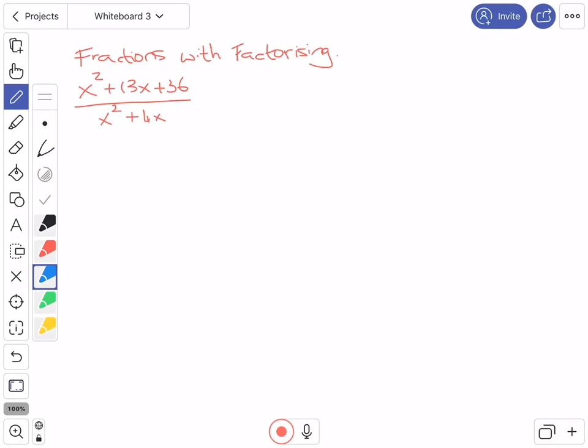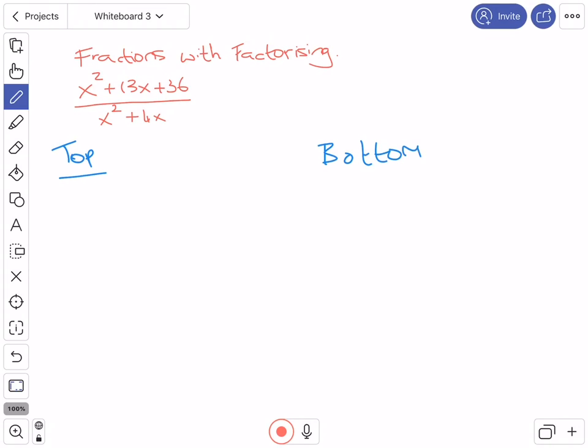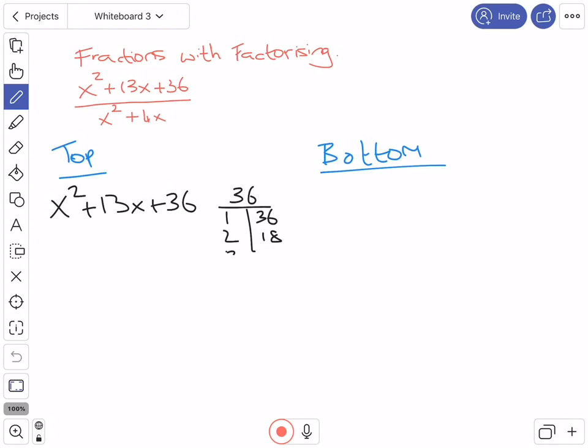So for this type here, what I'm going to do is split this up into 2 different parts. I'm going to write the top over on this side, and the bottom over on this side. And when we have factorised them, we are going to put them back together. So for the top of this, it is x squared plus 13x plus 36. Same as we were doing before, you're getting factors of the last number that will add to give me the middle number. I have 1 and 36, 2 and 18, 3 and 12, 4 and 9. So I can see that 4 and 9 are going to work.